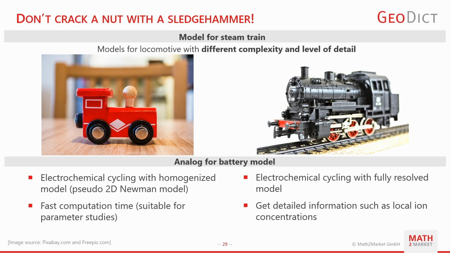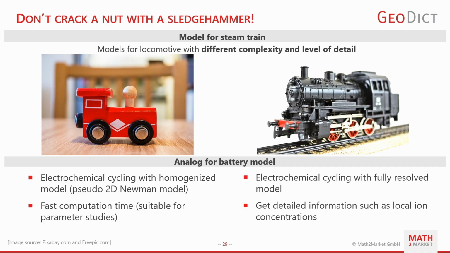Similarly, you can choose different models when you develop your battery with GeoDict. For the dynamic performance of the battery, you need an electrochemical model. A simple model is the homogenized model of BatteryDict, which is a pseudo 2D Newman model. GeoDict calculates the effective parameters of the electrode directly from the microstructure. The effective parameters necessary for the pseudo 2D Newman model are, for example, effective diffusivities, effective conductivities, and so on. These material parameters are then set up in GeoDict. It provides you a cell potential with short calculation time and is suitable for parameter studies.